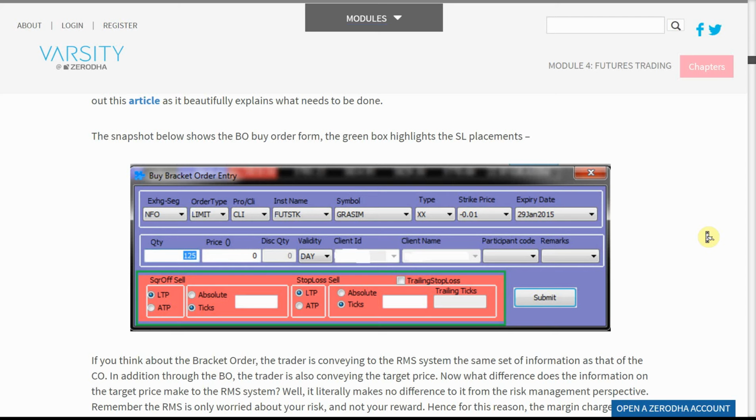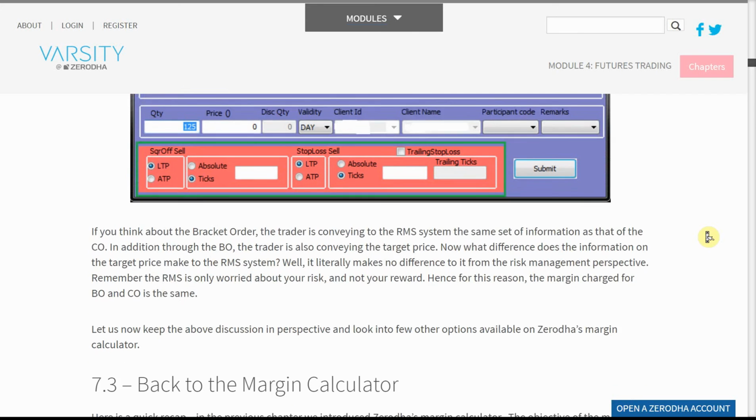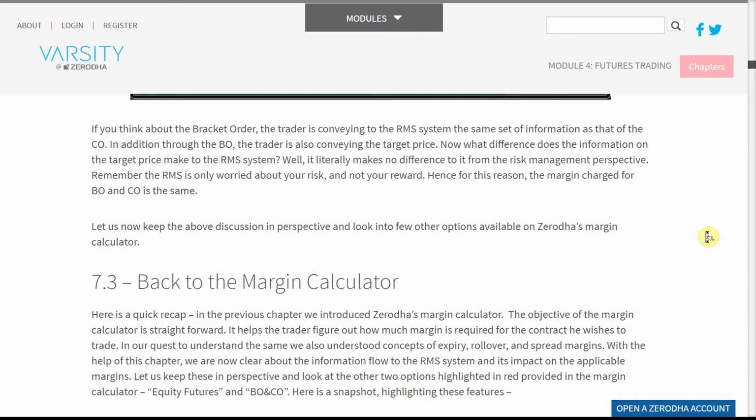Now, what difference does the information on the target price make to the RMS system? Well, it literally makes no difference to it from the risk management perspective. Remember, the RMS is only worried about your risk and not your reward. Hence, for this reason, the margin charged for BO and CO is the same.